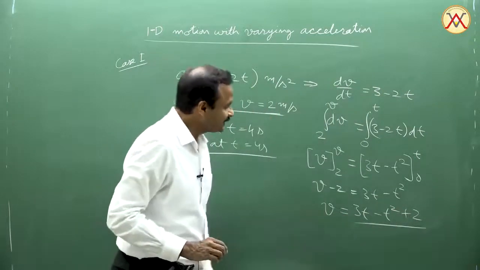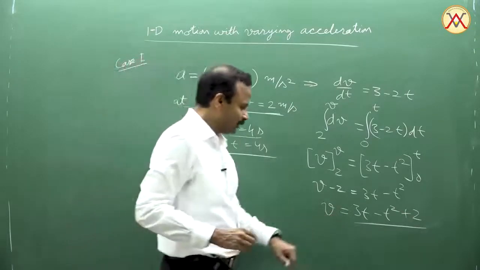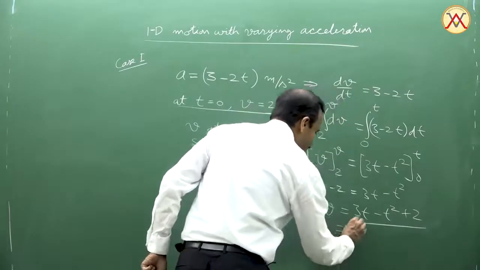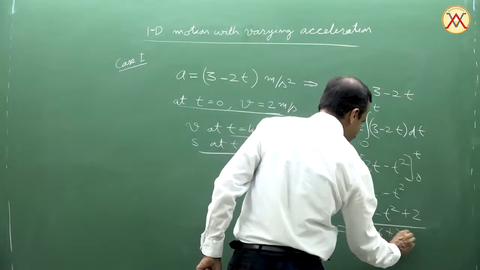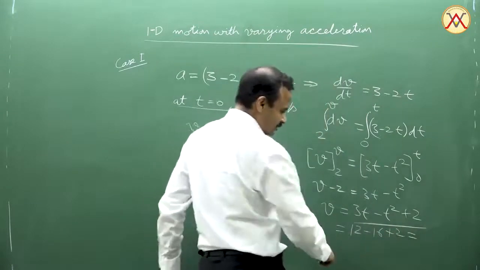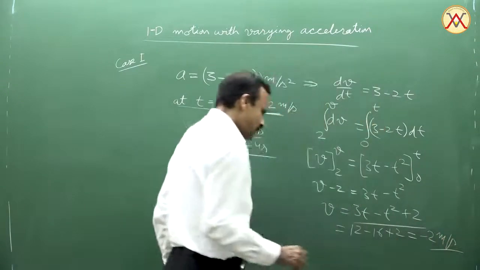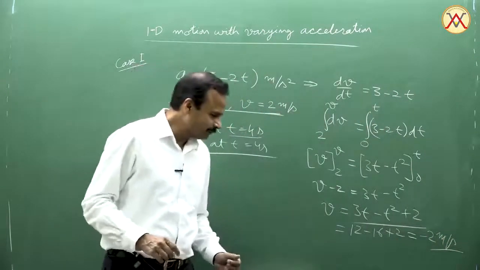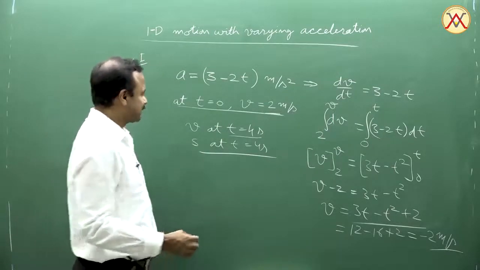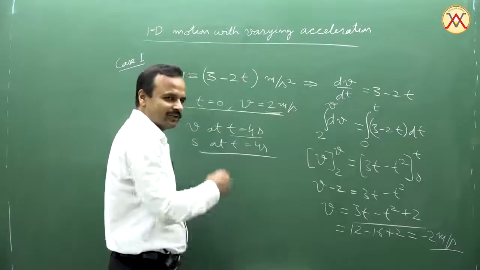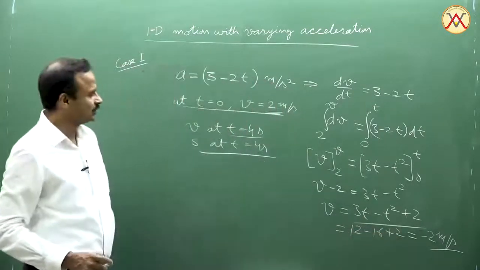So using this we can easily find the velocity required at 4 seconds. Just put the value t equal to 4. So you get 12 minus 16 plus 2. So this is 14 minus 16, which is minus 2 meter per second. So that is the velocity. Minus means it must be moving in the opposite direction as compared to its initial velocity. If the initial velocity was towards right, the final velocity is towards left.